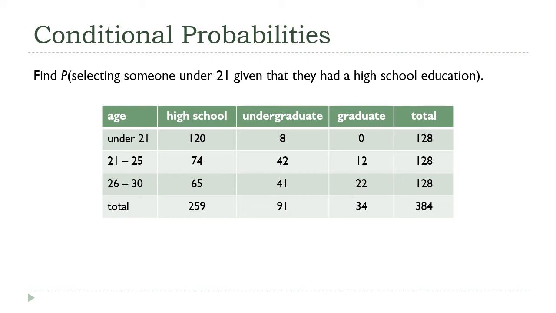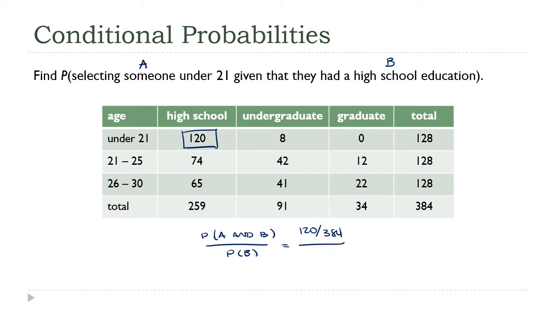Okay, so this is going to be my A, this is going to be my B, right? So the probability of A and B divided by the probability of B, that's my result. A and B actually is still the same, right? That is under 21 and has a high school education. So that's still 120 over 384. And then what's going on in the denominator?